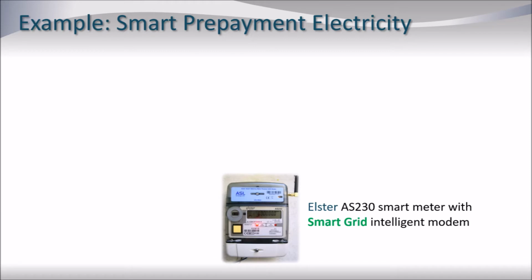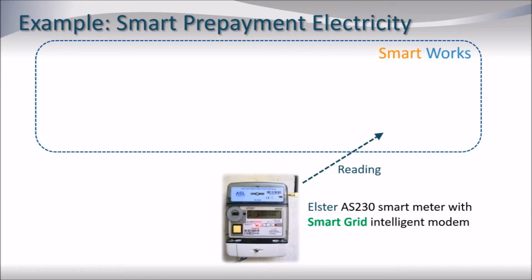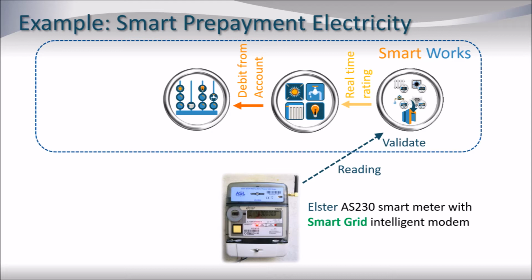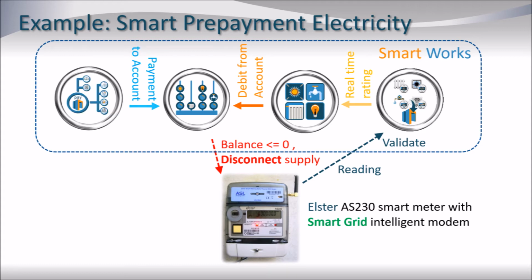An Elster AS230 smart meter with a smart grid intelligent modem sends readings to the SmartWorks service point manager, which validates those readings, and then they are rated by the service manager in real time. The cost of those readings is then deducted from the prepayment account held on the server. If the balance of that account is now less than or equal to 0, an instruction is sent to the meter via the smart grid intelligent modem to disconnect the supply. The consumer can top up the payment account from the payment gateway, so the balance will then become above zero and the supply will be reconnected also by the same channel.